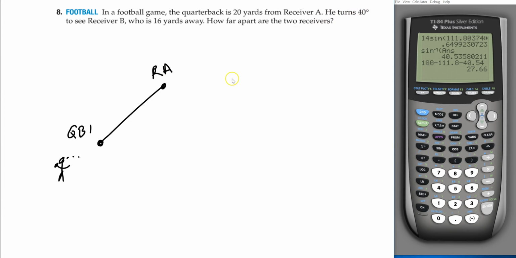He turns 40 degrees to see receiver B. So like, they're not saying he physically turns, it's like he moves his head 40 degrees probably. And there's receiver B. Probably should just put B and A. He's 16 yards away. This guy's 20 yards away. How far apart are the two receivers? So we want to find this. Like, we're working for sports science, and we're trying to figure out this thing here.